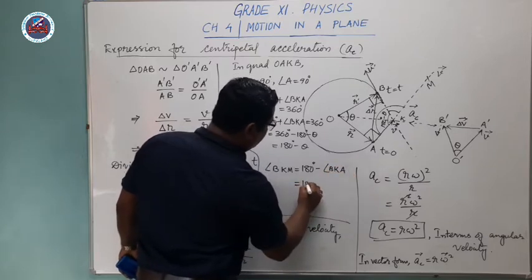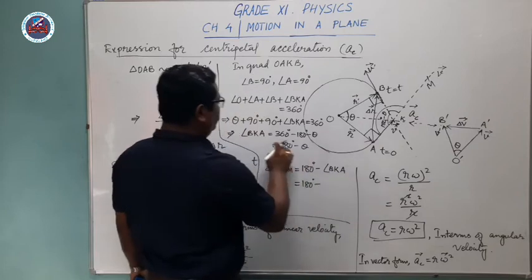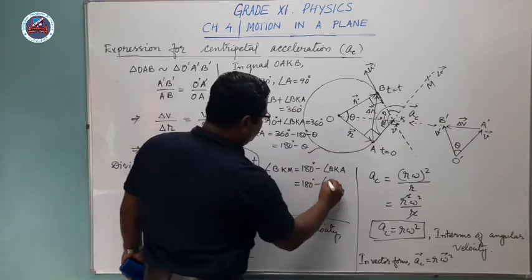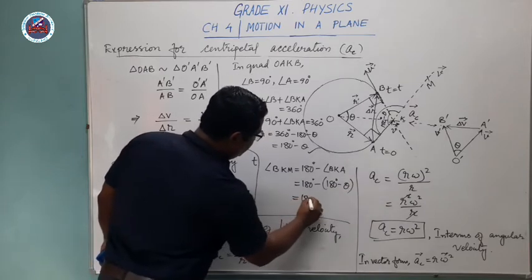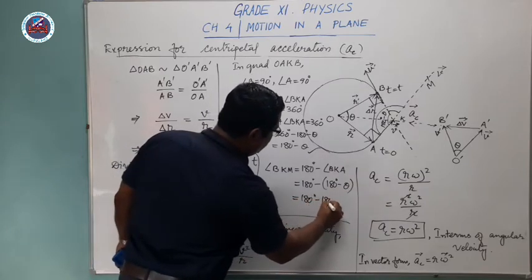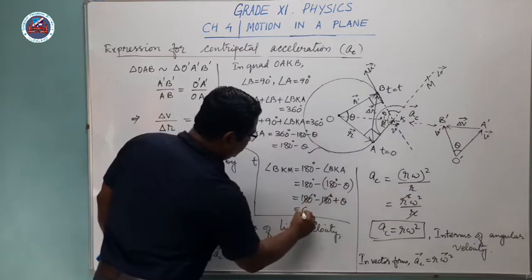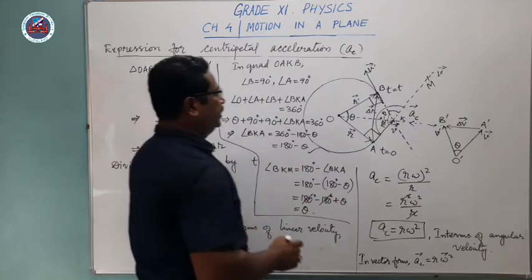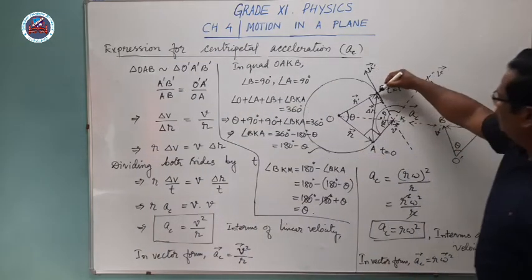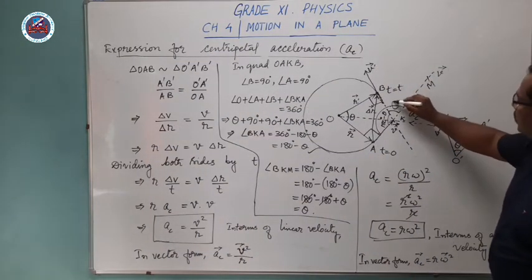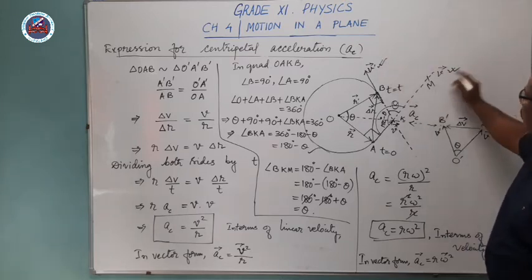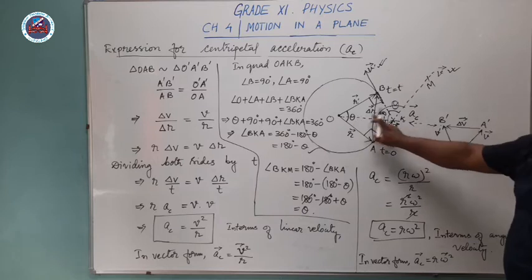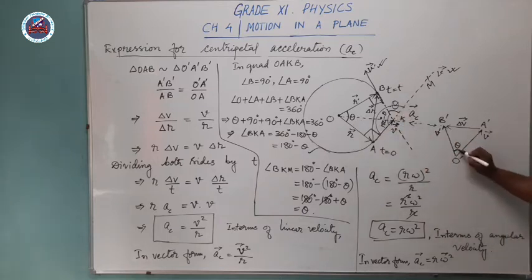This is 180 minus BKA, we found out here. This is 180 minus theta. So this is 180 minus 180 plus theta. These two will get cancelled, so you get here theta. So BKM, we are writing it as theta. That means the angle between V dash and V is theta. The same angle will get it here. That's why we are writing here theta.